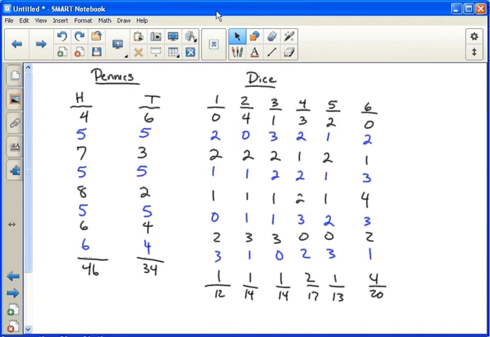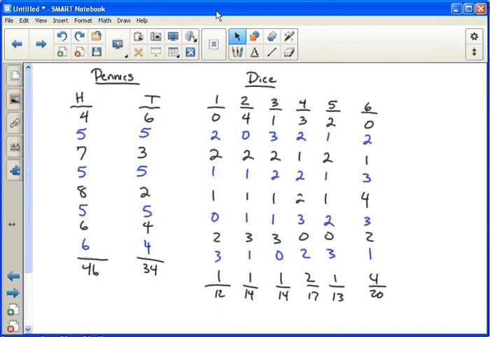So what I had students do in class was I gave some of them pennies and I gave some of them dice, and they had to either roll the dice or flip the penny 10 times and then record how many heads or tails they got if it was pennies, and how many of each number they got if it was dice. So you see here the results.